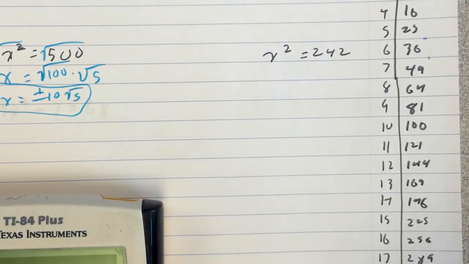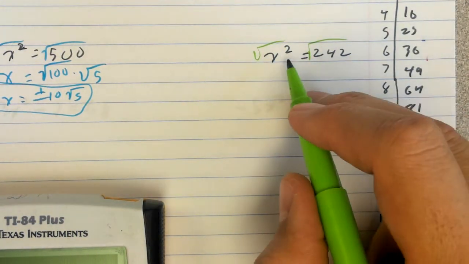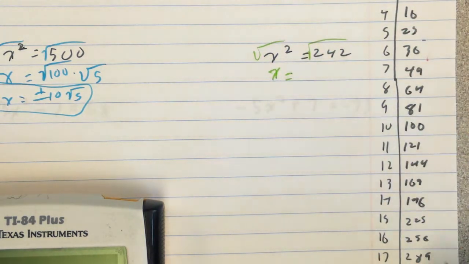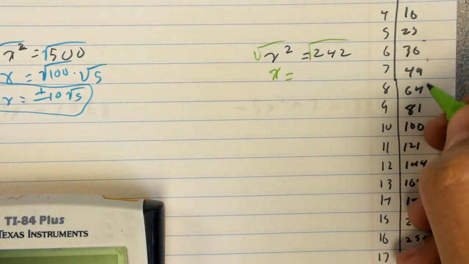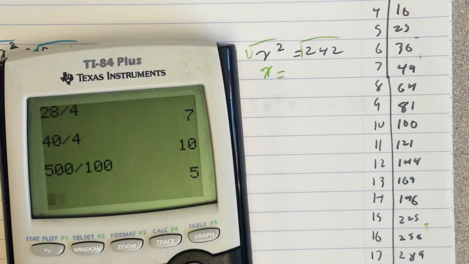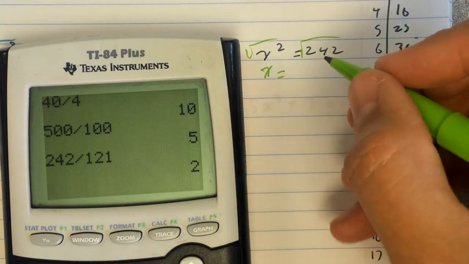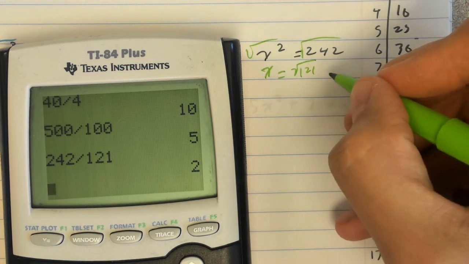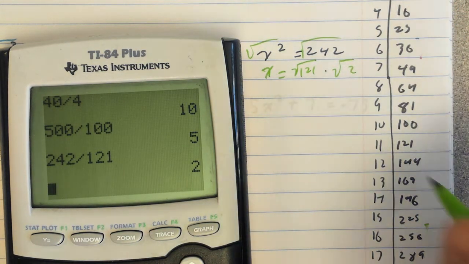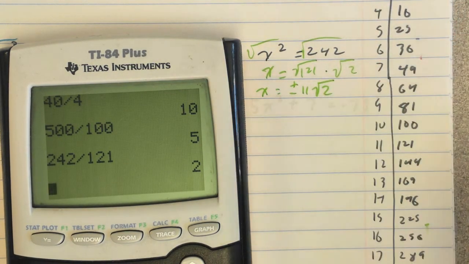Last one we're going to do like this. X squared is already by itself, so I can go ahead and straight up take the square root of both sides. X equals the square root of 242, which would be in this area right here. Half that is about 120, so let's just try 121. 242 divided by 121 is going to be 2. So that works. With the square root of 121 times the square root of 2, X is equal to plus or minus 11, the square root of 2.